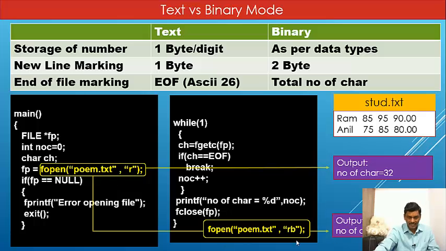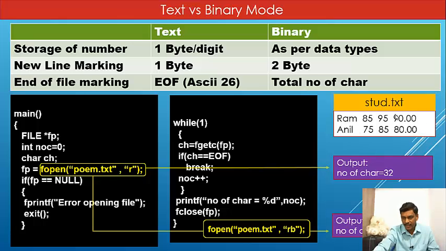We change this to binary mode, rb. It is not poem.txt, it is stud.txt, our file name is stud.txt. So for stud.txt we put rb. So that file is opened in binary mode. Then the same program, but we open it in binary mode. What will be the output? Output is 31. How is it calculated?